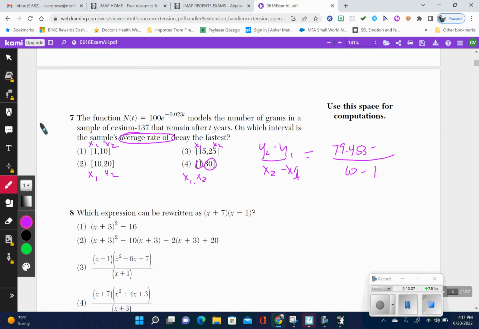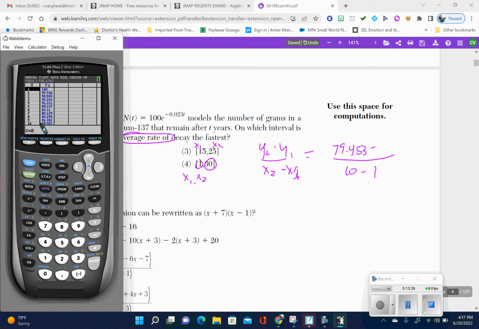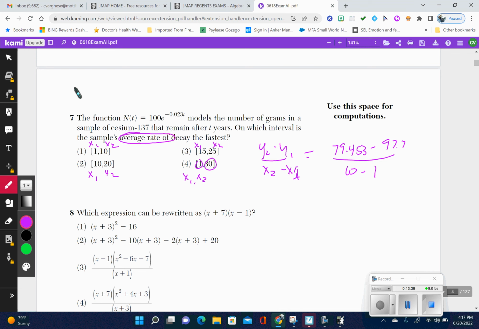79.453 minus, I'm just going to do one with you. The first one is, next one is 97.726. When you hit enter in the calculator, you're going to do this yourself. The answer for this one is going to be negative 2.03. If you plug in the second one, which is this one right here, from 10 to 20, that answer is going to be negative 1.63.